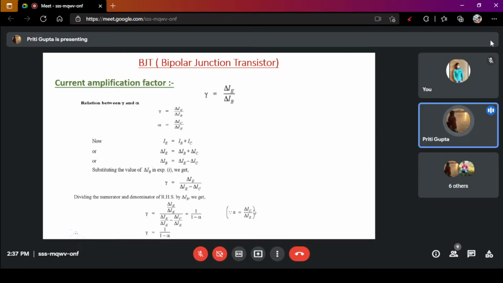Ma'am, the gamma will be less than beta and alpha. Yes.